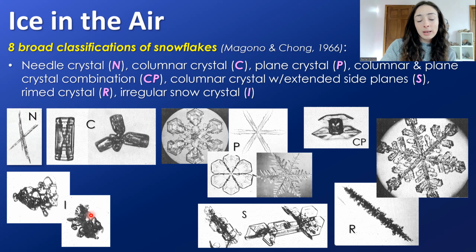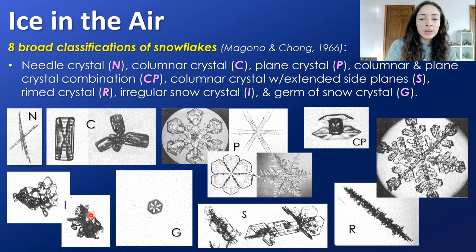probably formed in variable conditions of temperature and humidity, so it couldn't form just one structure and it came out really irregular. And then a germ of snow crystal is the last category, and that's just a really tiny little hexagon from what I gather from the paper. But anyway, I never expected to have so much to say about just plain old water ice, but apparently it's very cool and very interesting and just surprising how diverse it can be.